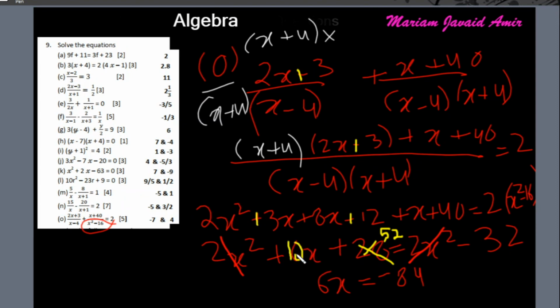So apologies for the mistake. So this is 12x equals minus 24. So x equals minus 2. Also, I've copied the answer wrong from the marking scheme. The answer is only this, not 4.